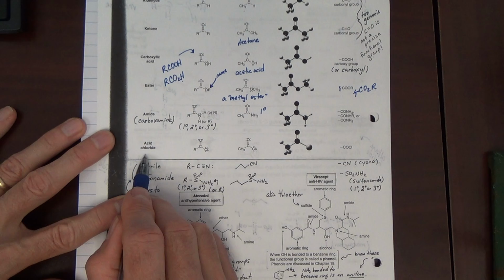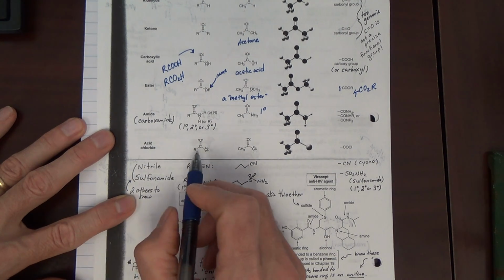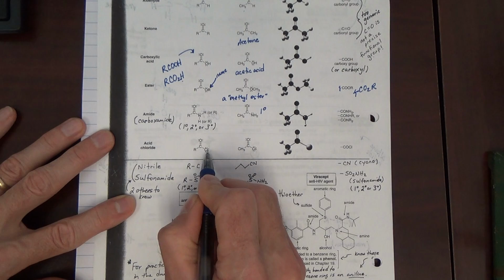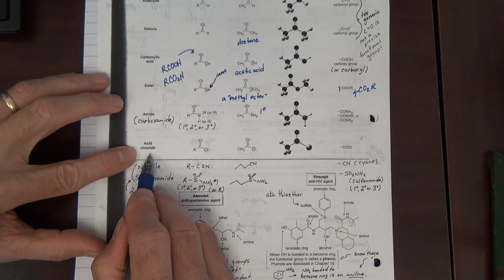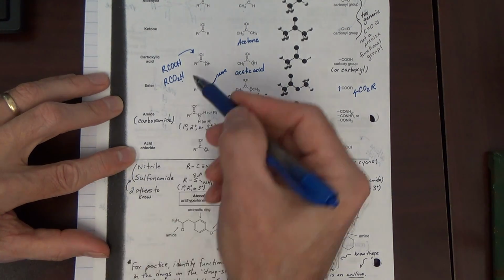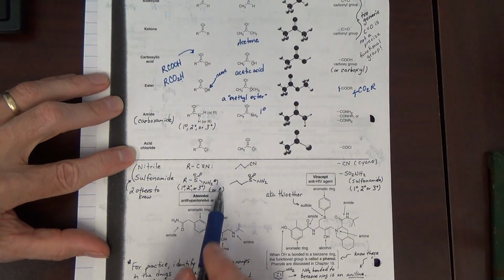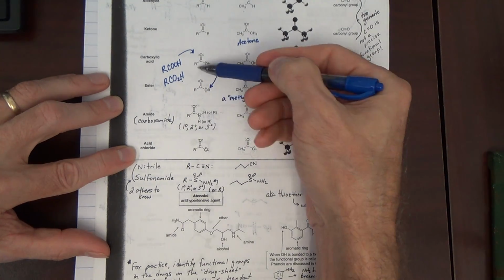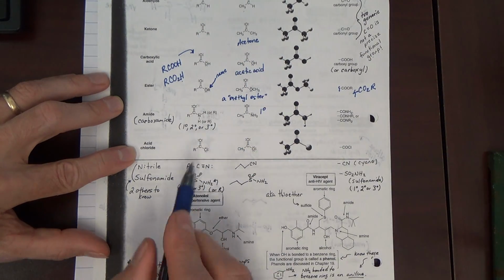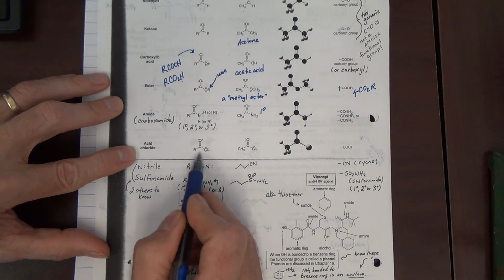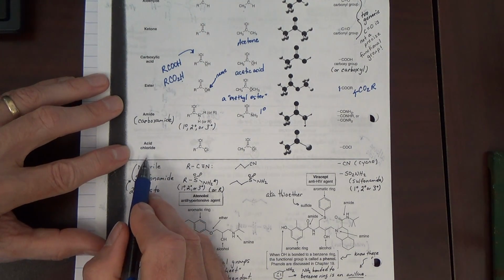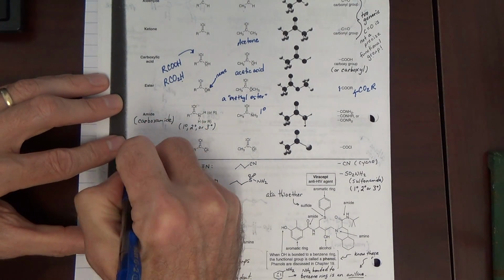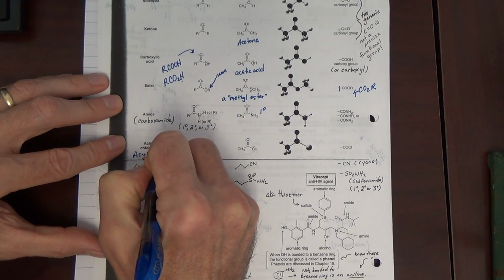Okay, the next here is an acid chloride. This is an R group on one side and a chlorine on the other. Now it's called an acid chloride because it's typically made from a carboxylic acid. Now these all are made from carboxylic acids, but for some reason this sort of became known as the acid chloride as opposed to some alkyl chloride. Now it's also known as an acyl chloride.